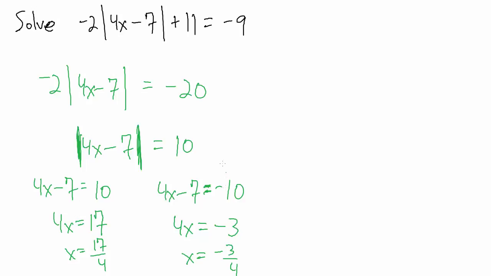Now we should be thorough and verify that both of these solutions work. In the interest of saving time and keeping the video short, we won't go through that here, but I do encourage you to go through that as an exercise. Both of these numbers do in fact work. If you plug 17 over 4 into the original equation, everything will work. And if you plug -3 over 4 into the original equation, everything will work. So the solutions then are x equals positive 17 over 4 and -3 over 4.